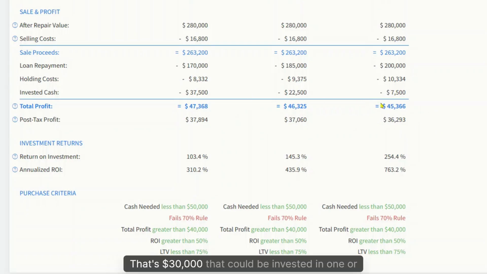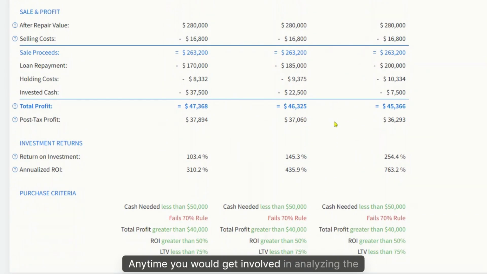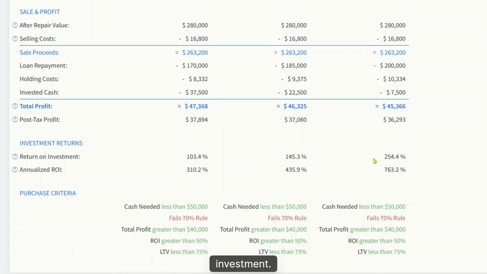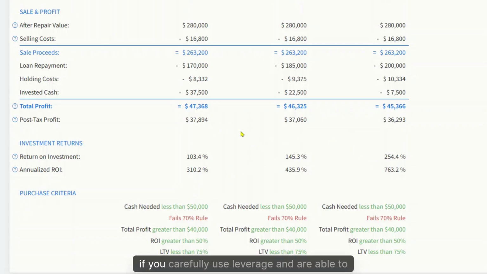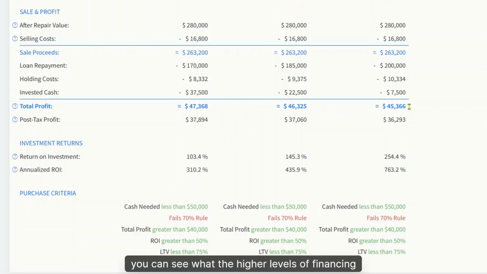That's $30,000 that could be invested in one or two similar projects, or perhaps just kept in your savings or investments for other purposes. So you can see how powerful just a little bit extra leverage is. And any time you would get involved in analyzing the extra cost, you can see it's totally swamped by the return on investment. Now, of course, leverage has to be used responsibly. It's not good to over leverage yourself, but at the same time, if you carefully use leverage and are able to execute your rehab projects well, you can see what the higher levels of financing can do.